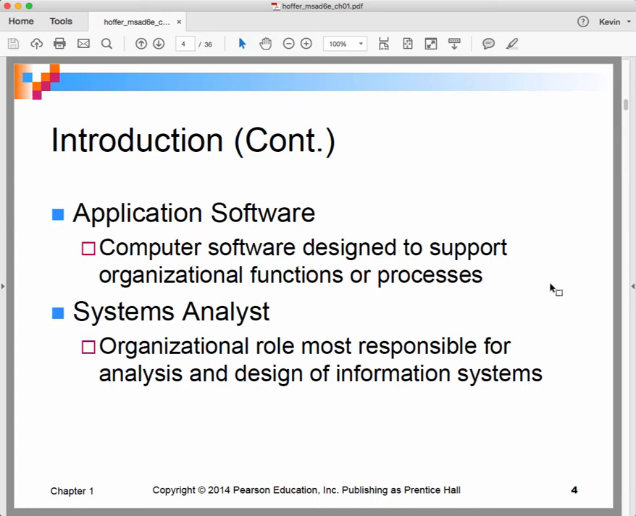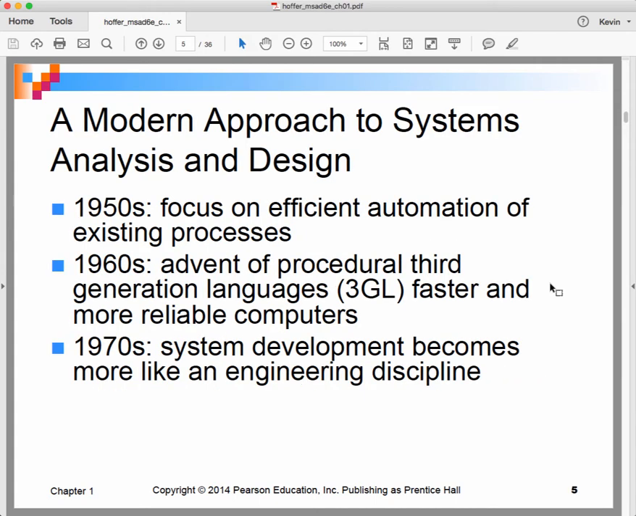And the role that we're interested in is the role of the systems analyst. This is the organizational role most responsible for the analysis and the design of information systems. So the authors, Hoffer and his cohorts, see trends that have been happening in IT generally, and having some impact on systems analysis and design over the life of IT. IT as we know it really got started in the 1950s. So I'm going to walk you through their view, and I'll make an editorial comment or two.